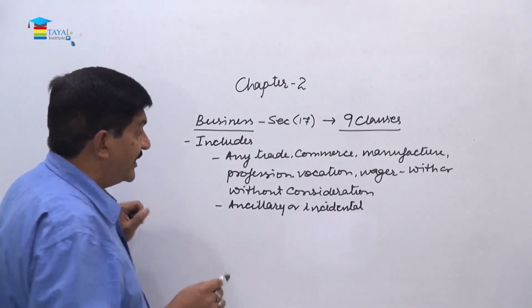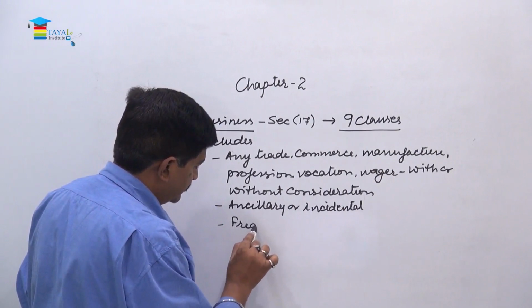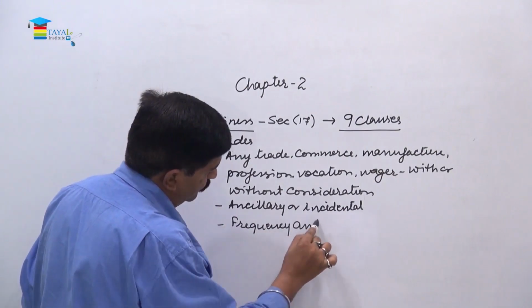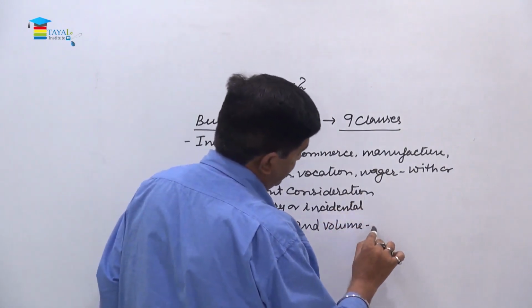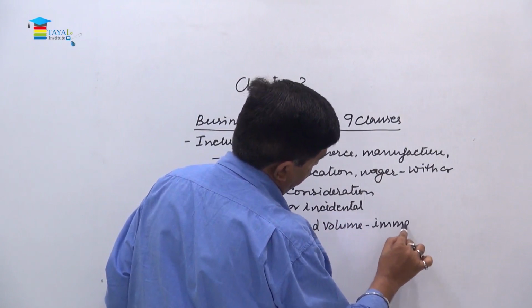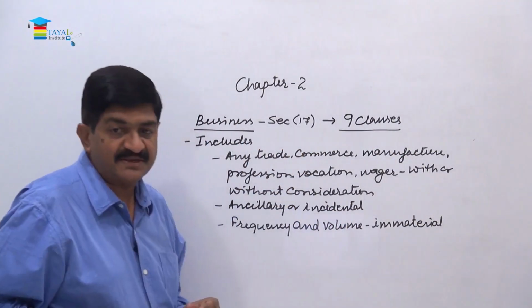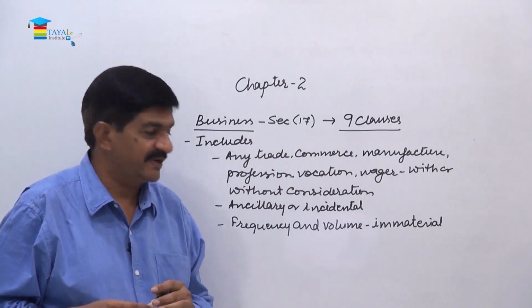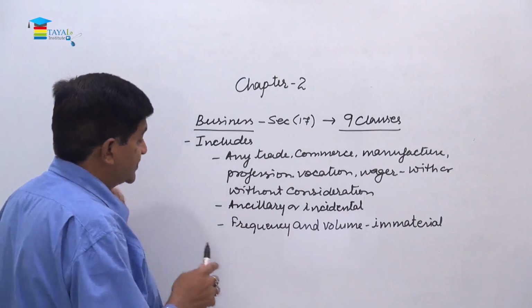And to be regarded as a business, frequency and volume are immaterial. So somebody is selling the goods only once in a while, still it is a business, right? Or he will buy only once, that is also a business.